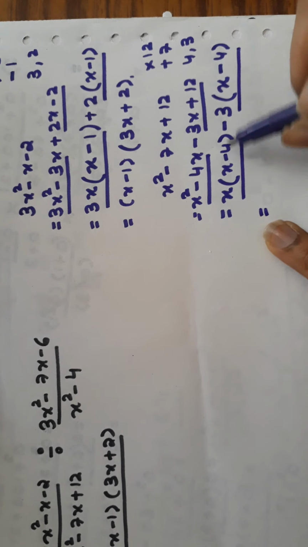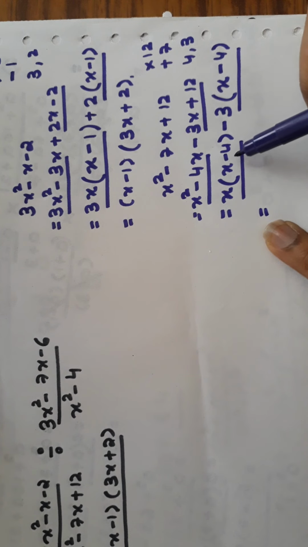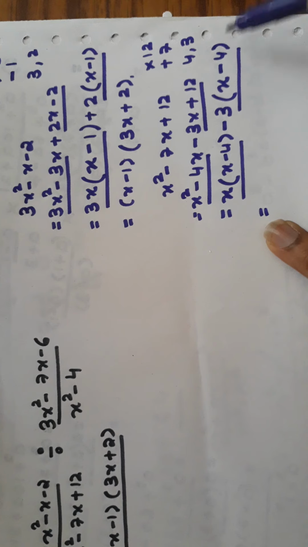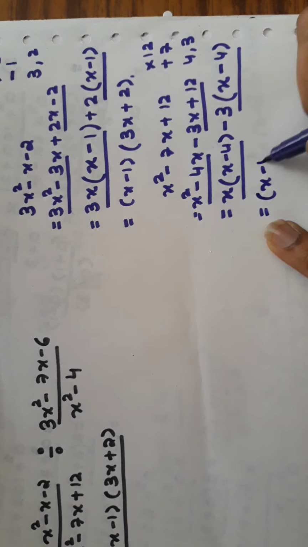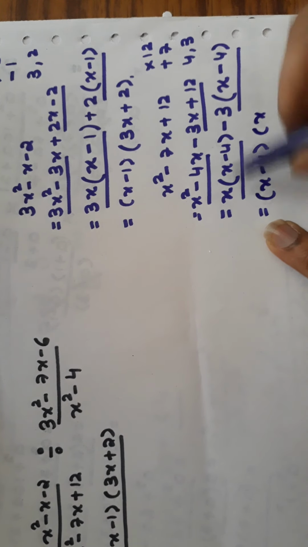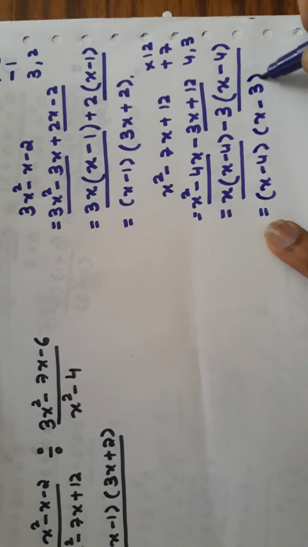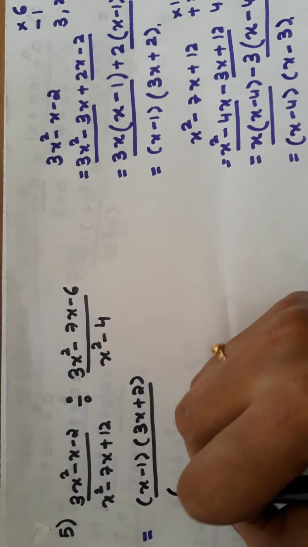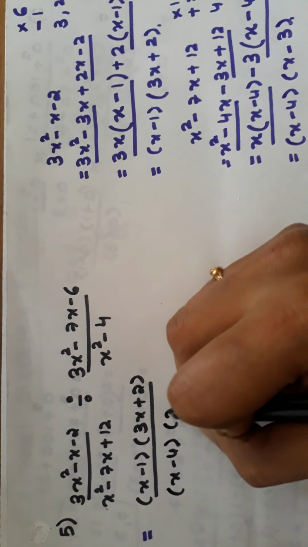Make sure that the expression in the bracket is the same. If it is x − 4 here, it should be x − 4 in the second bracket also. Now take x − 4 common: (x − 4)(x − 3). So now replace the denominator by (x − 4)(x − 3).